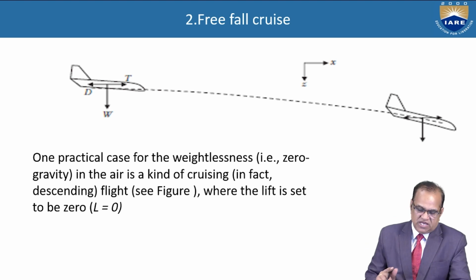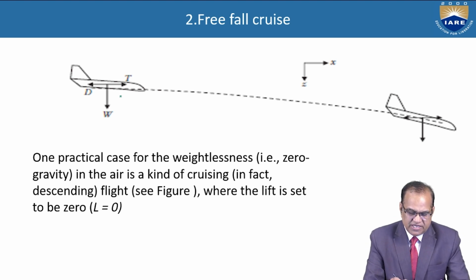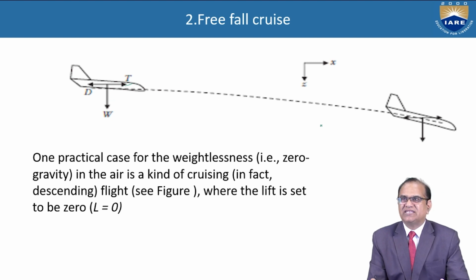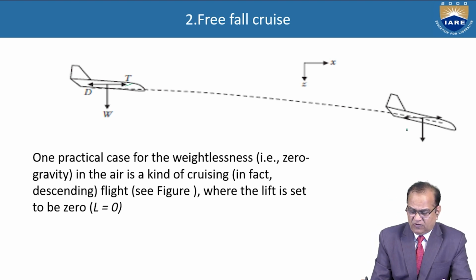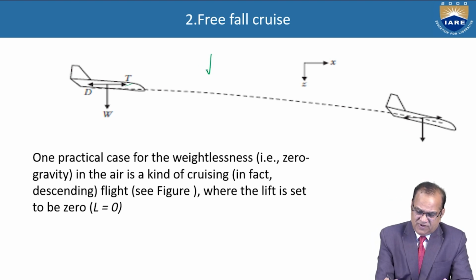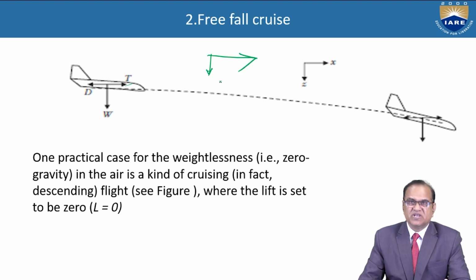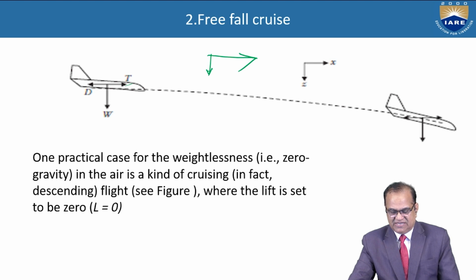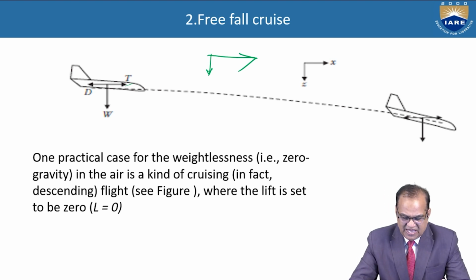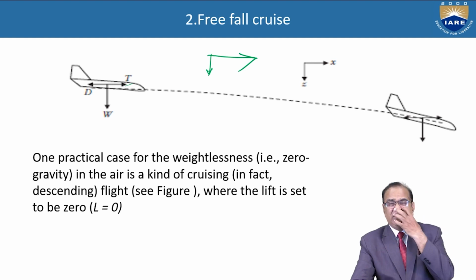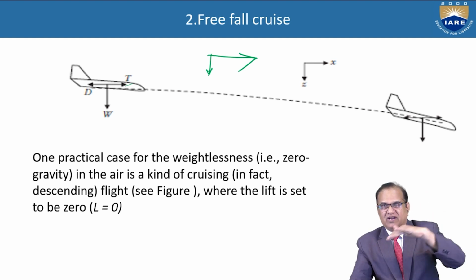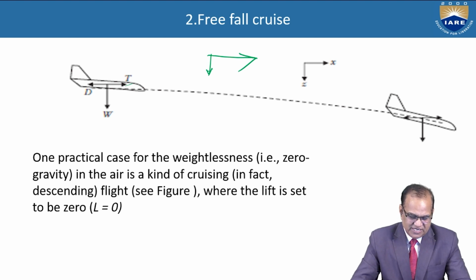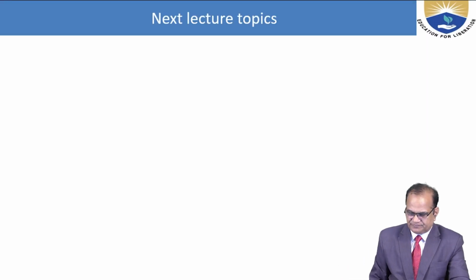Free fall cruise. If you see here, this is the thrust, this is the drag and this is the weight, and it is falling like this, then what will happen? This is called the free fall. That z will be down and x will be in this direction. One practical case for weightlessness, that is the zero gravity in the air, is a kind of cruising, in fact descending flight. See figure, with the lift said to be zero. If the lift is zero and you are just descending, then it is called the free fall cruise.